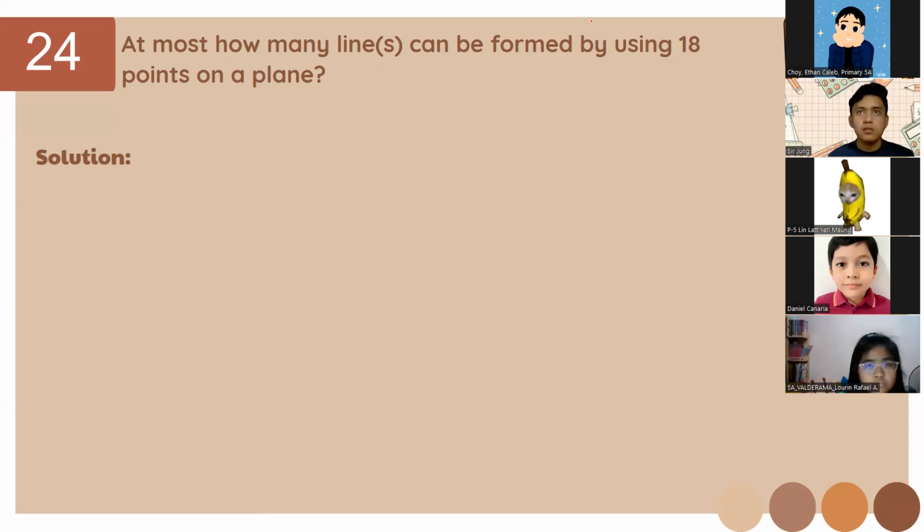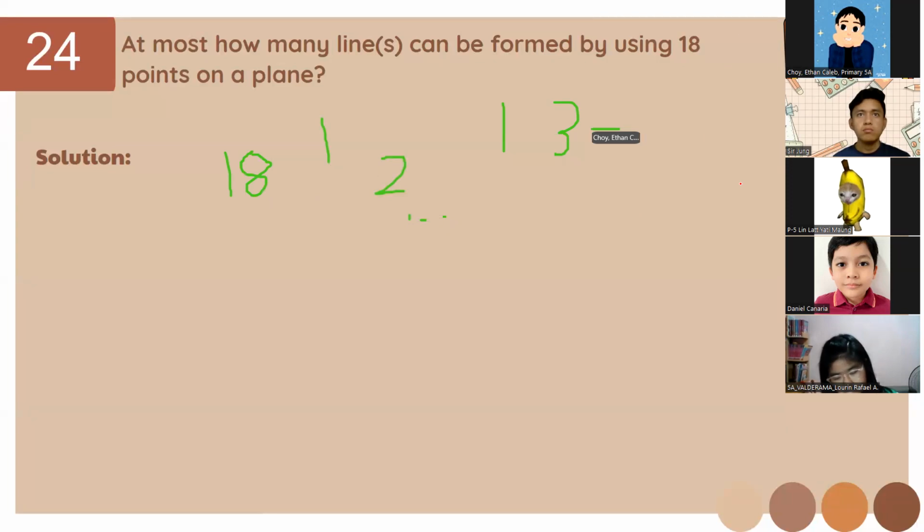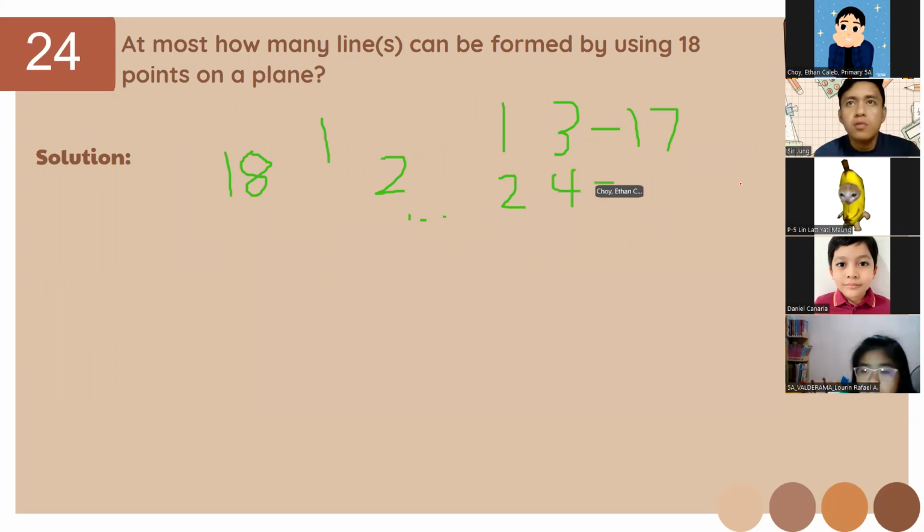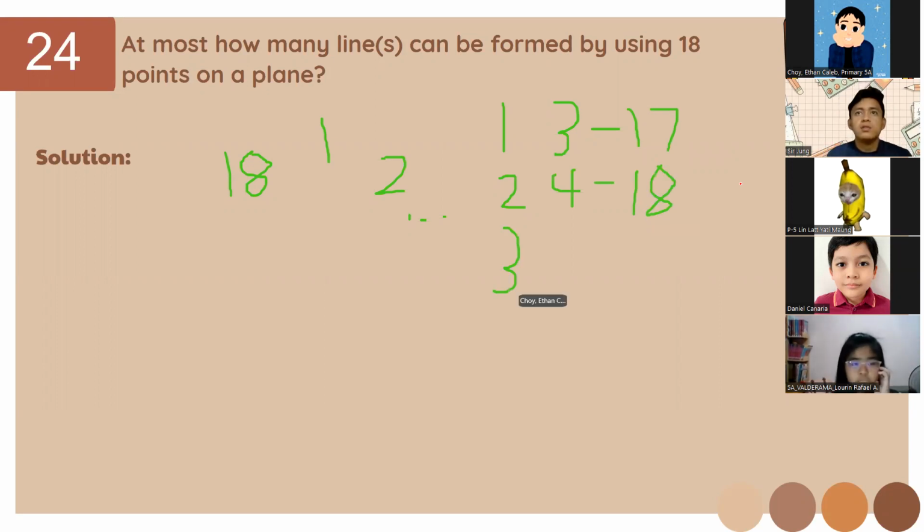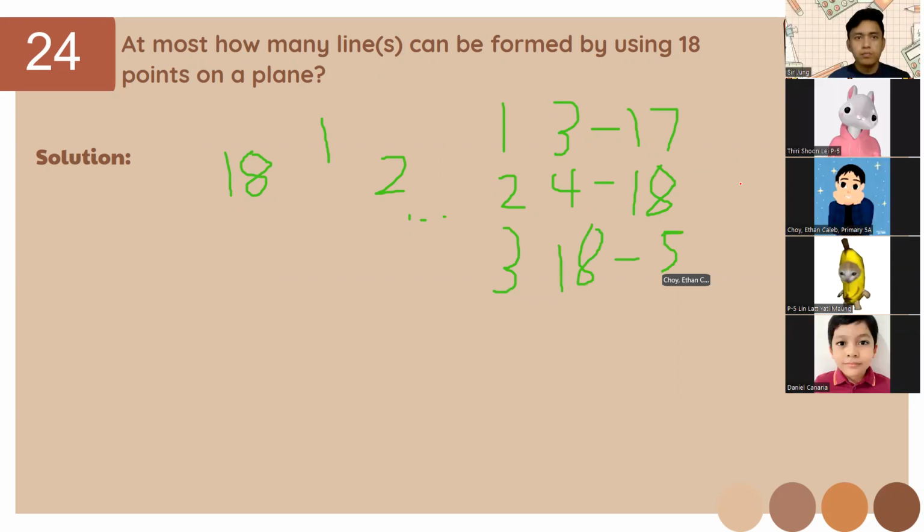So 18 points, we can think of it as an 18-sided regular polygon. We still need to do the other points. So point 1 can connect to point 2. We're going to label it 1, 2, dot, dot, dot, and then 18. Point 1 can connect to 3, to 17. 2 can connect to 4, to 16. 3, since we already have the 1 here, we can make it 18 to 5, 5 to 18, and so on. So we get every diagonal plus the 18 sides.